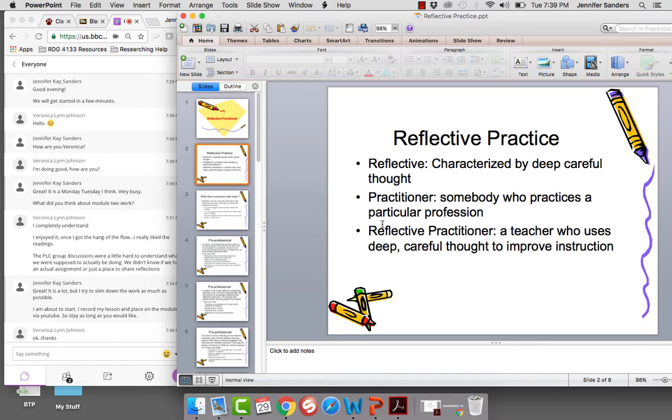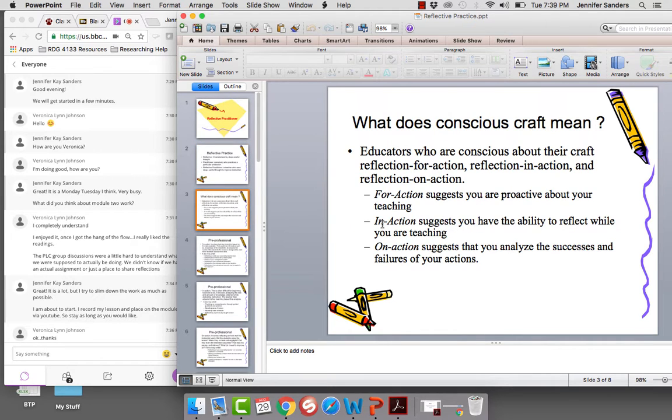Reflective, and then what is a practitioner, and that's someone who practices in a profession, and then how the reflective practitioner, we're so much different than just being reflective. It's reflecting on our practice. What does really being conscious of your craft mean?